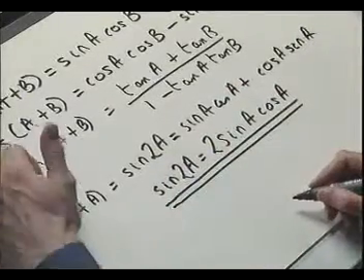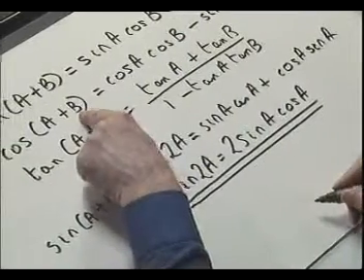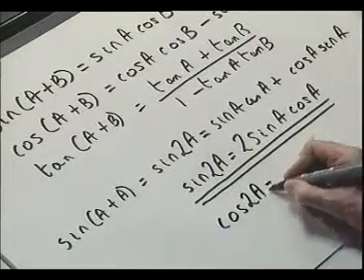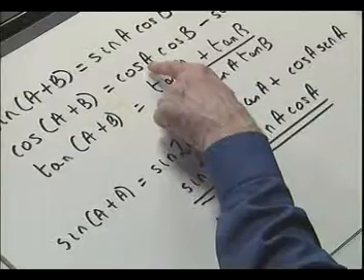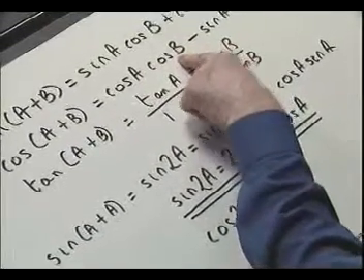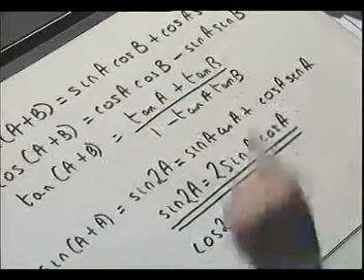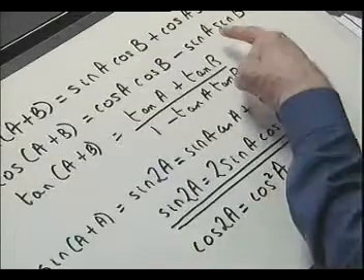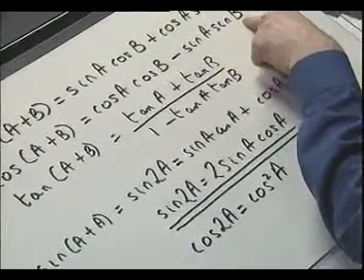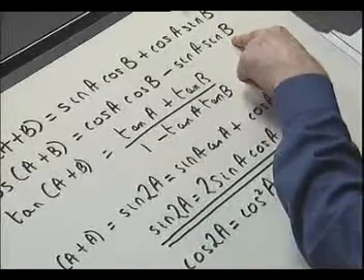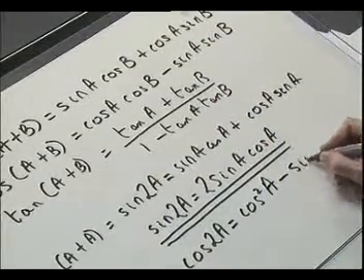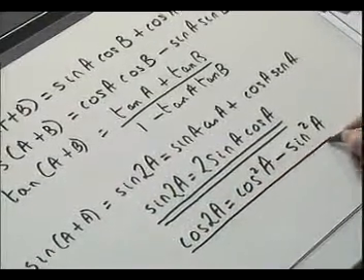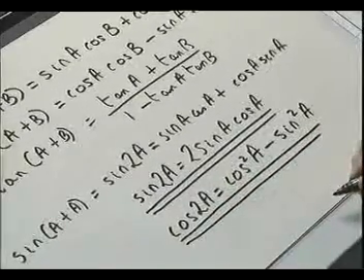Let's do the same with cos. Let's put A equal to B. So we'll have cos 2A is equal to, well, it was cos A cos B. It's now going to be cos A cos A, which is cos squared A. Sine A sine B, well, it's now going to be sine A sine A, which is sine squared A, minus sine squared A. And that's our second double angle formula.